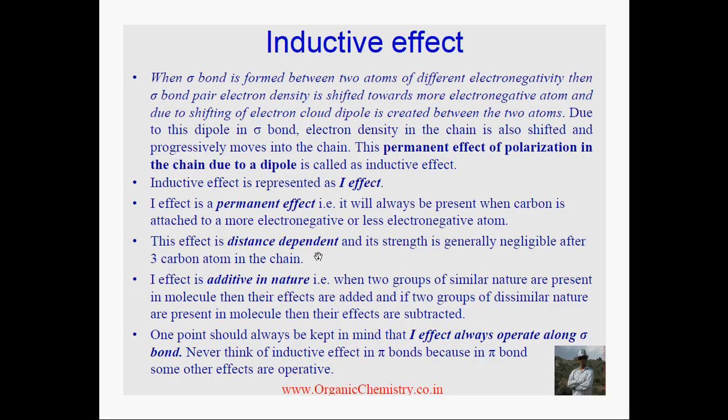This effect is distance dependent. This is important. Inductive effect is distance dependent, and its strength is generally negligible after 3 carbon atoms in a chain. Inductive effect is additive in nature. That is, when two groups of similar nature are present in a molecule, then their effects are added, and if two groups of dissimilar nature are present in a molecule, then their effects are subtracted.